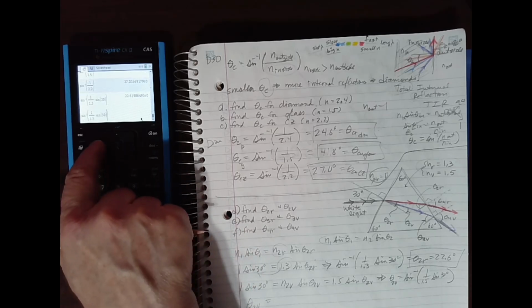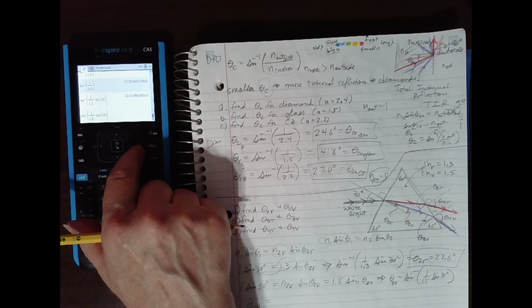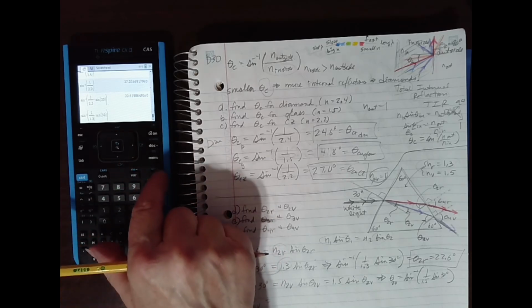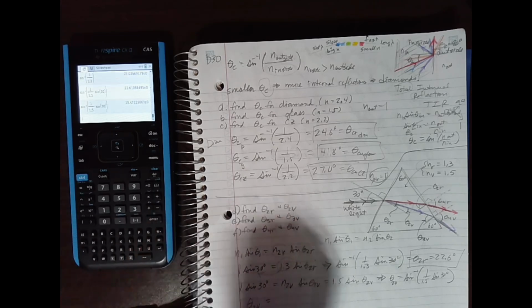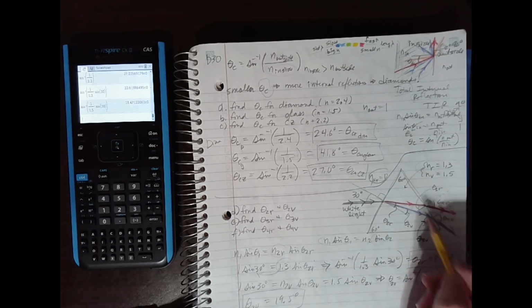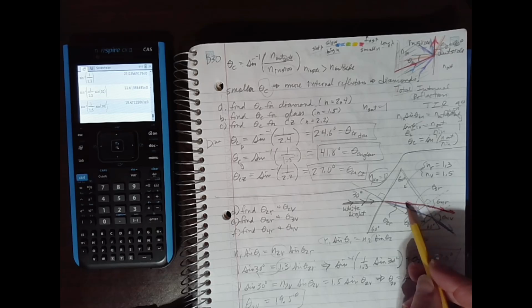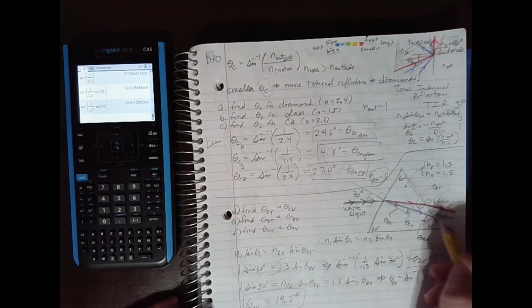Do a little cheating, grab that same formula, but divide by 1.5 instead of 1.3, and we get 19.5 degrees. All right, so this one's only 19.5, whereas that one was 22.6. So this may be a bit exaggerated difference in index of refraction, so we get a couple degrees difference between the two. Okay, so that's that interface.